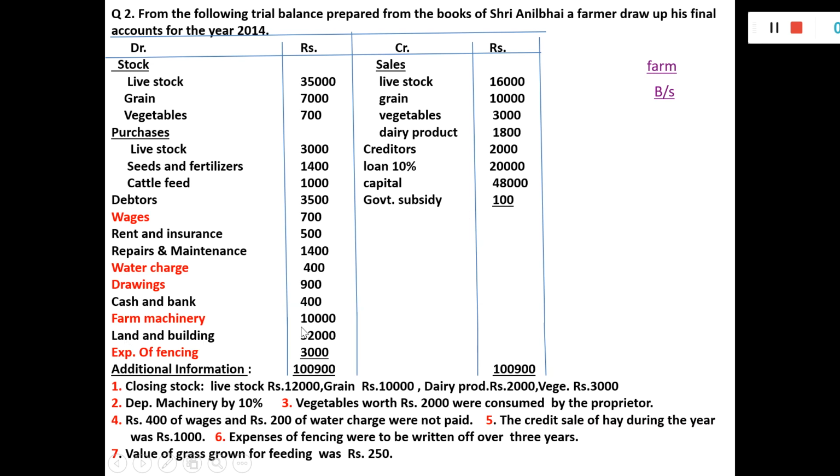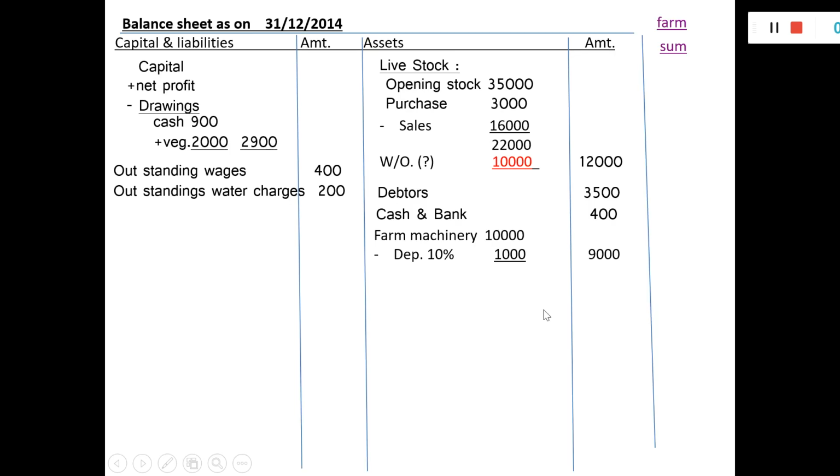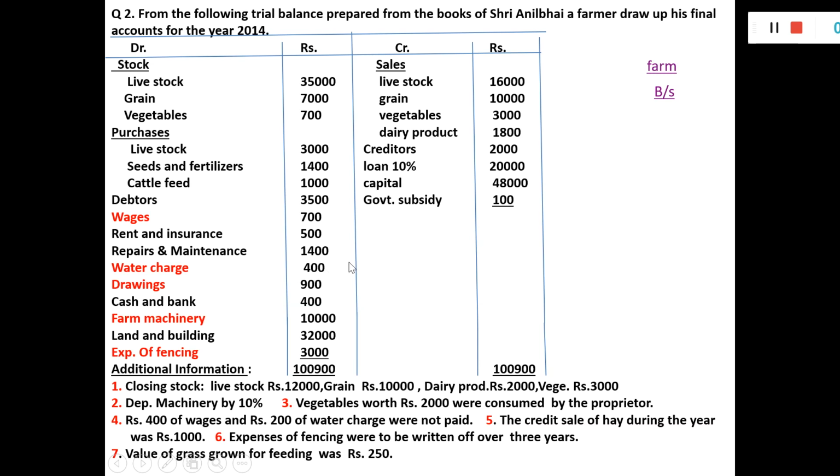Land and building 32,000. Land and building 32,000. It is shown as an asset. Go to the sum again. Expense of fencing rupees 3,000. Here is the adjustment regarding the fencing. Adjustment number 6: expenses of fencing were to be written off over 3 years. So the one-third part of the fencing amount will be written off.